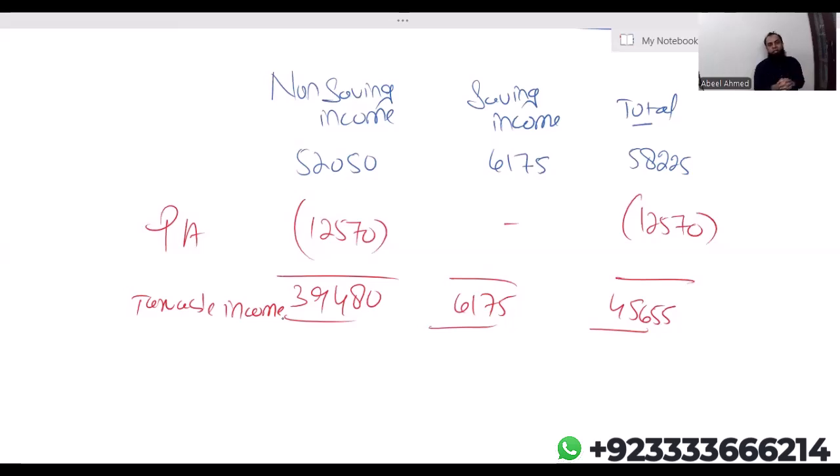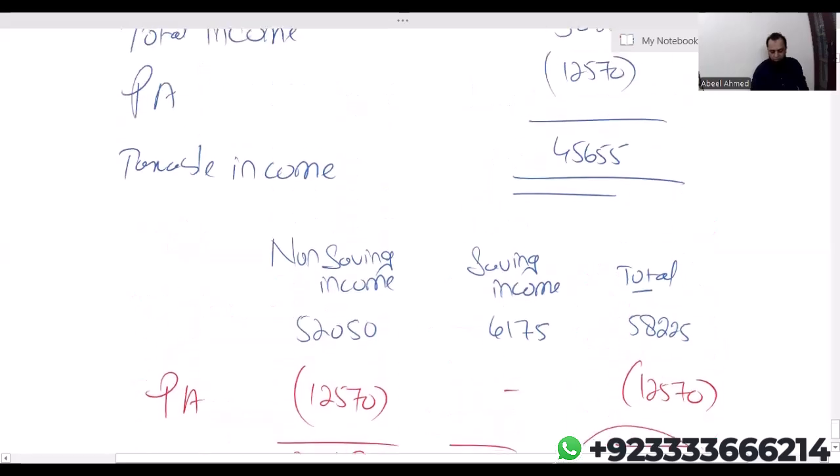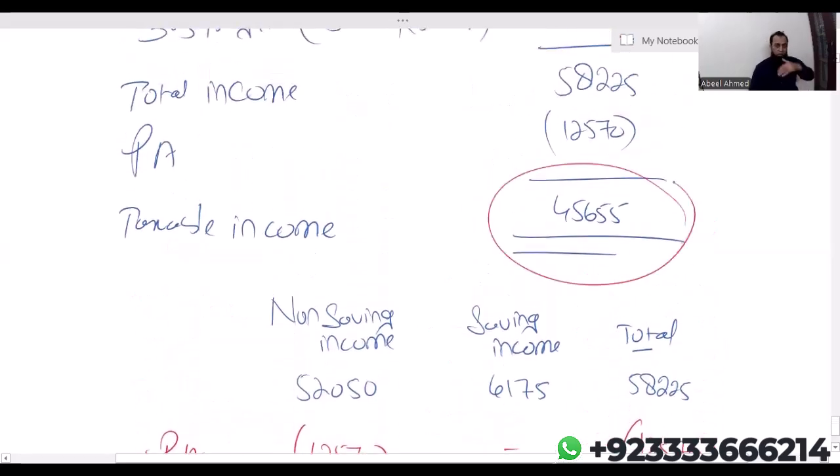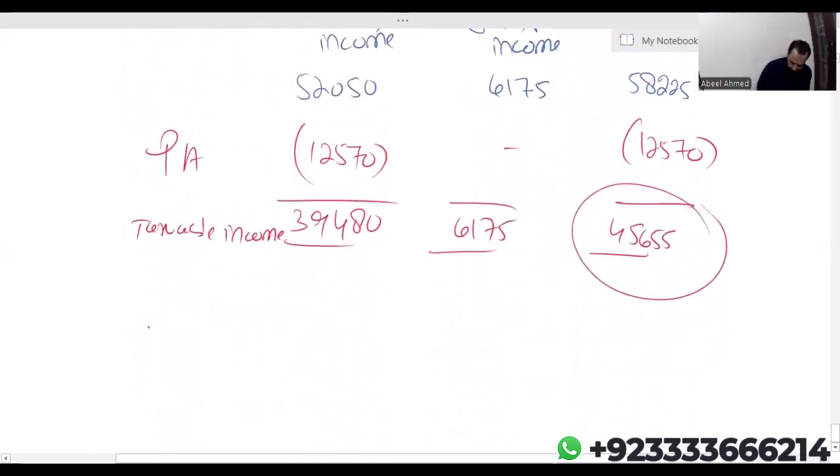Obviously, when you are applying tax rates, you have to separately show how much income comes in the non-saving income and how much comes in the saving income. In this question, there is no dividend income. If there was dividend income, there would be one more column for it as well. Right now we are calculating income tax, so that is why we are dividing the incomes into different categories. And you can see that your taxable total income is 45,655. It is the same as above as well. I hope the message is clear.